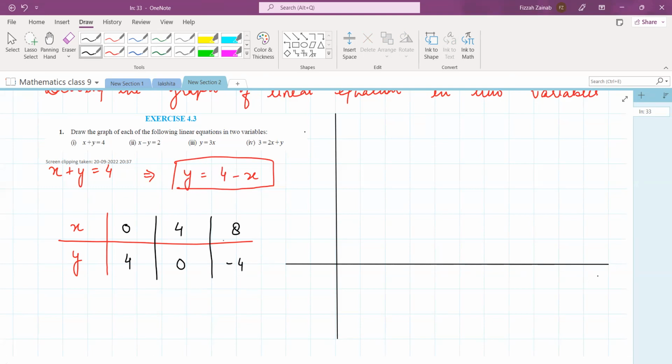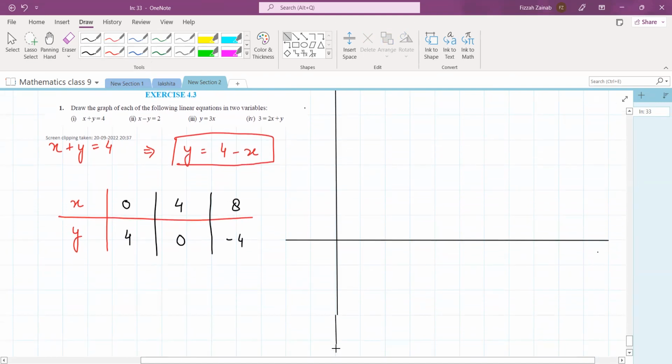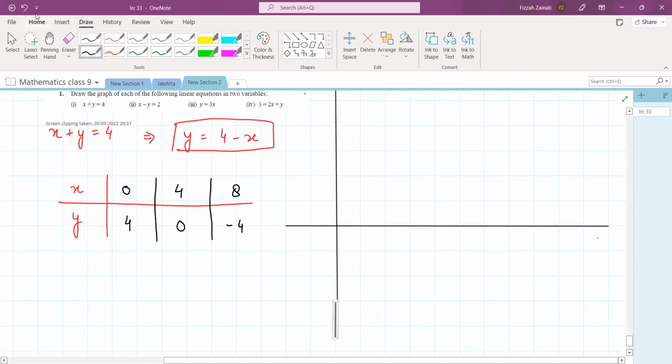So I don't need this space on the left hand side because I'm not going to plot any point here. But you can see I'm having y is equal to minus 4. So I think I have to extend this line. Oh, wait.